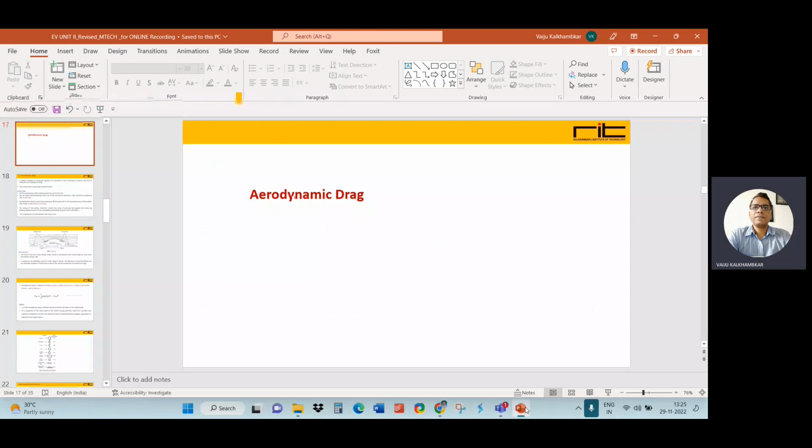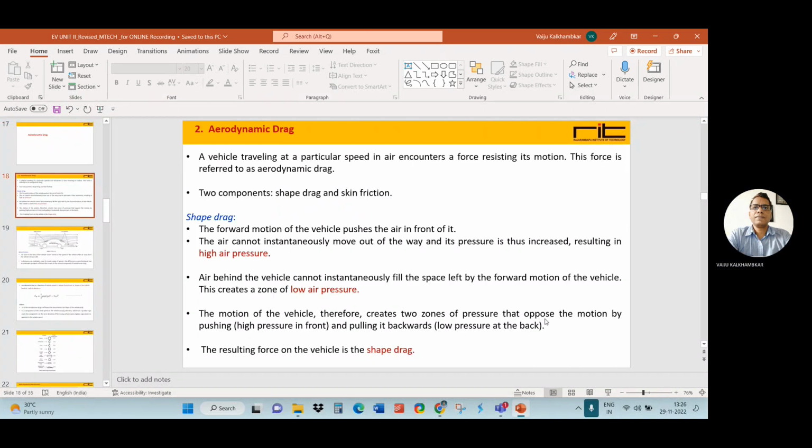A vehicle traveling at a particular speed encounters a force which opposes its motion. That is because of the air. So this force of the air is referred to as the aerodynamic drag, and that is opposite to the speed of the vehicle.